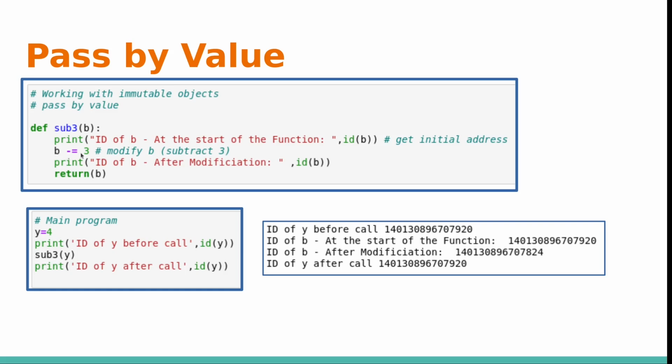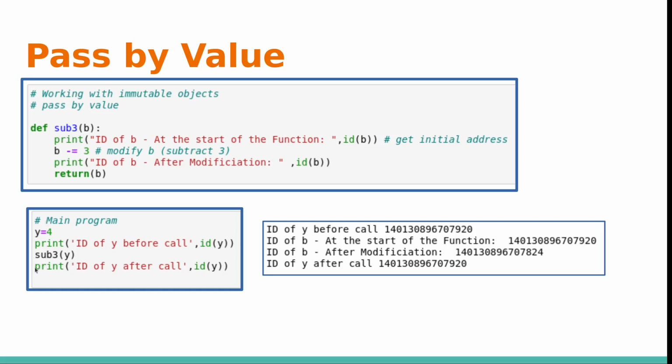Now, after b has subtracted 3, notice it is writing it in a completely different address. The last 3 digits of this address is 824, whereas the last 3 digits was 920. So this b, upon modification, was written elsewhere. What that means is that it copied what was in the original address, made a copy, subtracted 3, and wrote it in that new copy, new address. So there is a change in address.